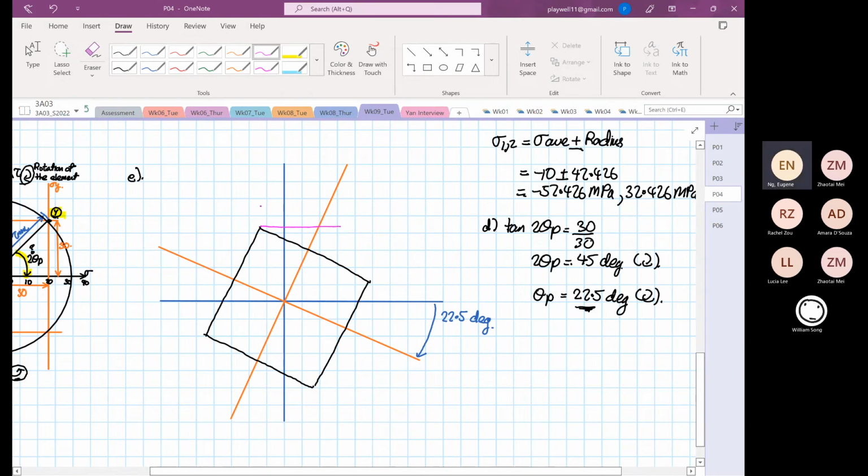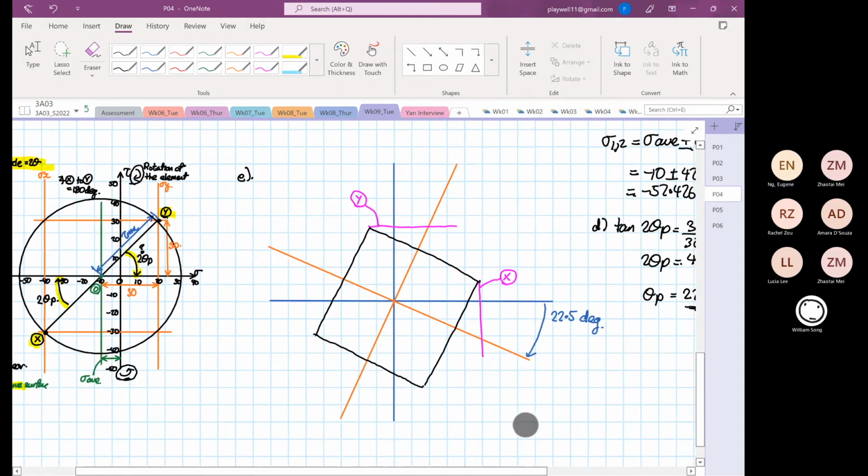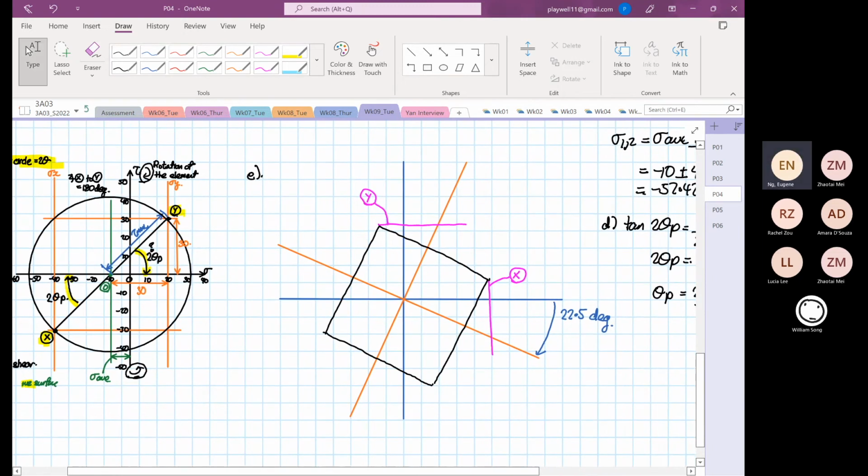And this horizontal line represents our y point. Oh, sorry, on Mohr circle. This horizontal line represents our y point, right? This vertical line that we've drawn is our x point on Mohr circle. Okay, so now watch this.